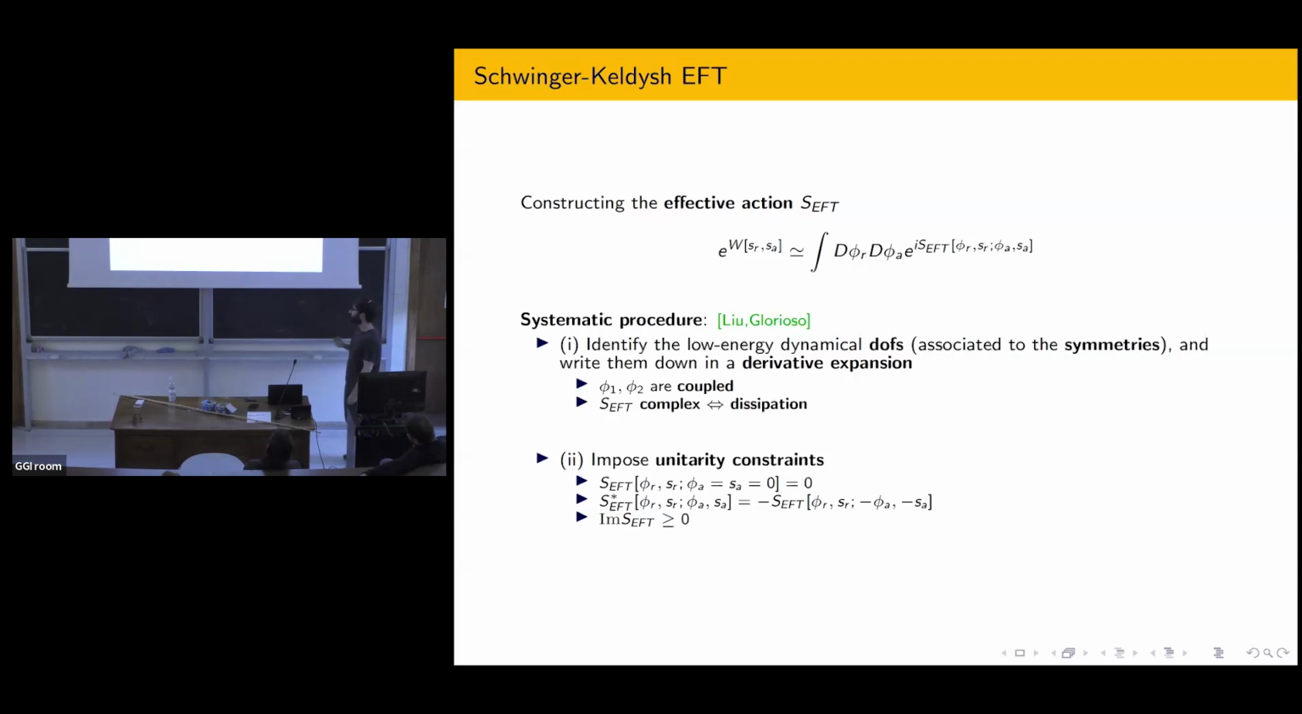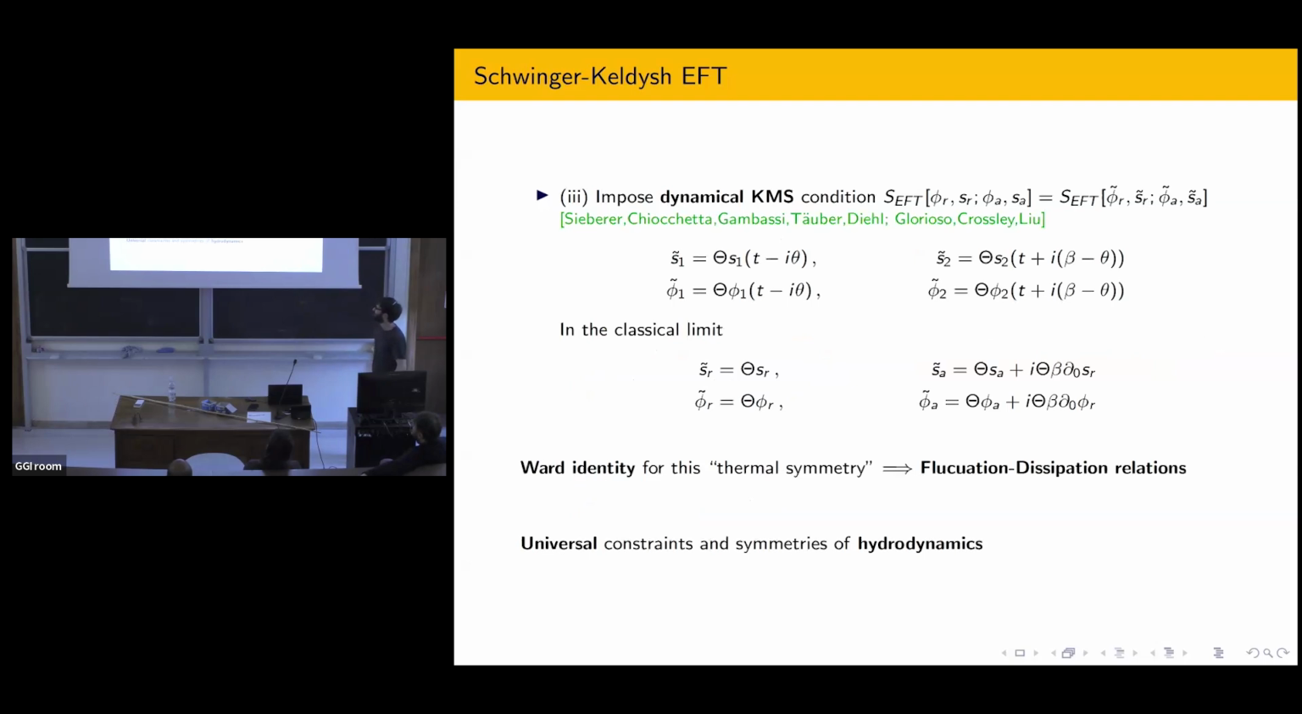So after doing that, the next step is to impose the unitarity constraints that we showed before. And the reason is that the underlying theory, of course, should obey unitarity. And so we impose these constraints on the effective action now. And this is equivalent to imposing them on the generating functional. Okay, and they take the form that is shown here. This will play an important role later on.